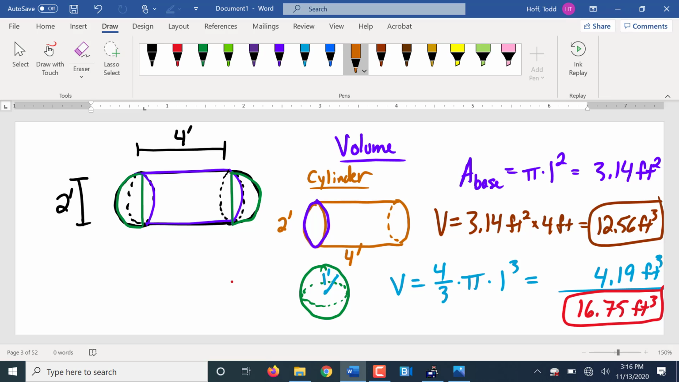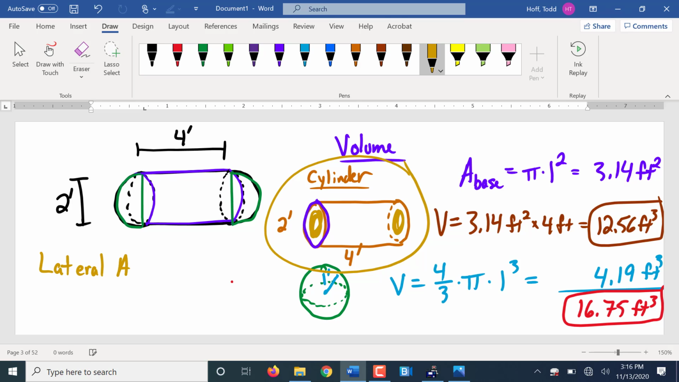Let's start with the cylinder portion for surface area. Do I need the area of the bases? No, they're covered up by those half spheres. All I need for that cylinder for surface area is the lateral area.